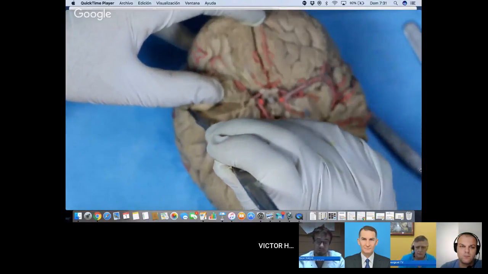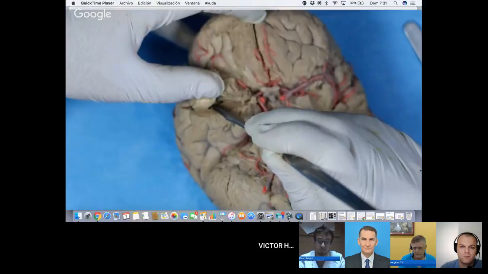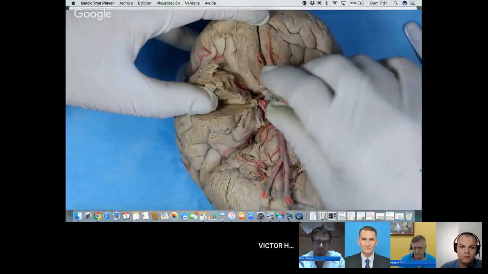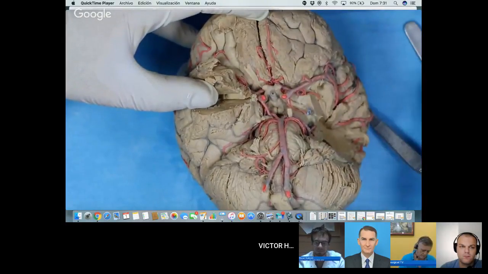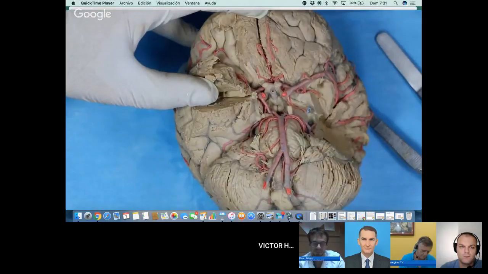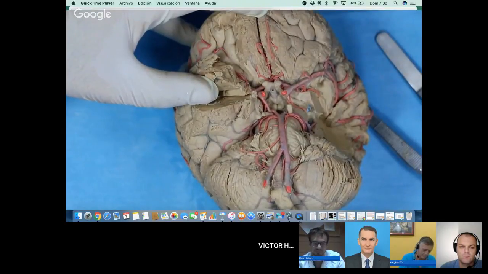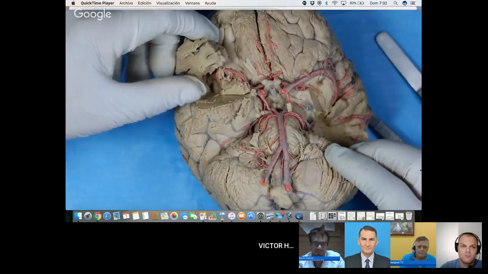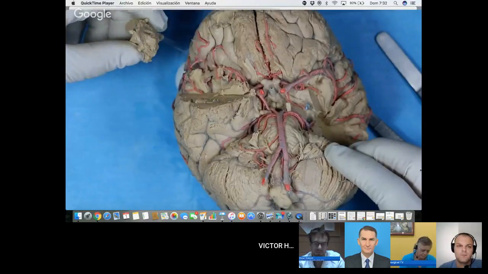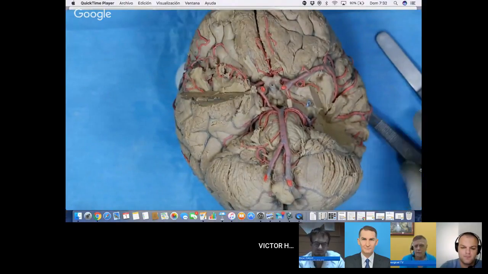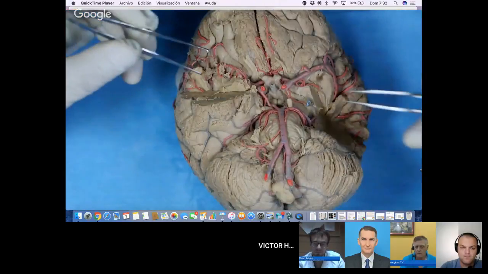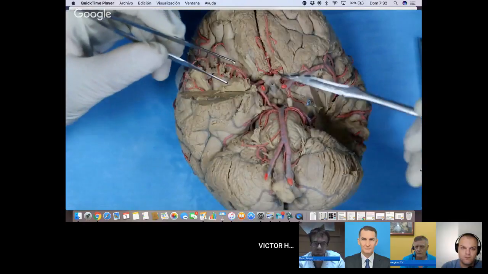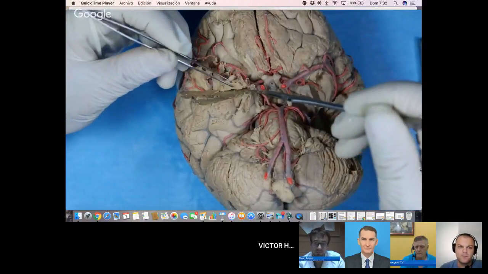Slaven, are you seeing the dissection? Yes, yes, I can see it. It's great. Okay, if I remove that, we are going to see the very important branches of M1, specifically the lenticulo-striate arteries. They are divided in three groups: lateral, middle, and intermediate group. In this case, we are going to see only the middle group of lenticulo-striate arteries.